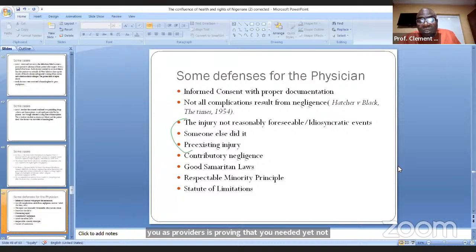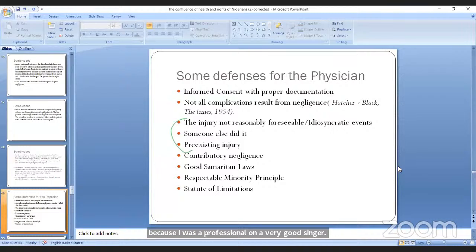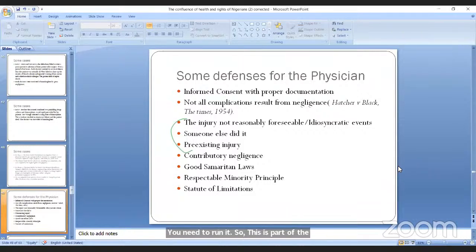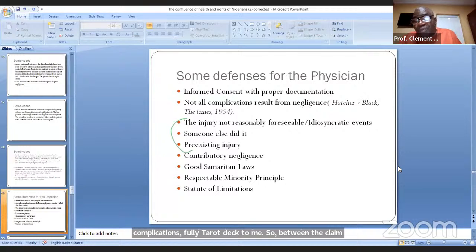Not all complications will result from negligence. This was stated by Lord Denning in 1954 in Hatch v Black. In this case, a very good singer went for thyroidectomy to remove the thyroid gland. Unfortunately, it affected the external laryngeal nerve, and she couldn't sing to high pitch anymore. Because she was a professional, a very good singer, she went to court, and Lord Denning said no. Injury to that nerve is a part of the complications following thyroidectomy. So it became known in the field of medicine that not all complications result from doctor's negligence.